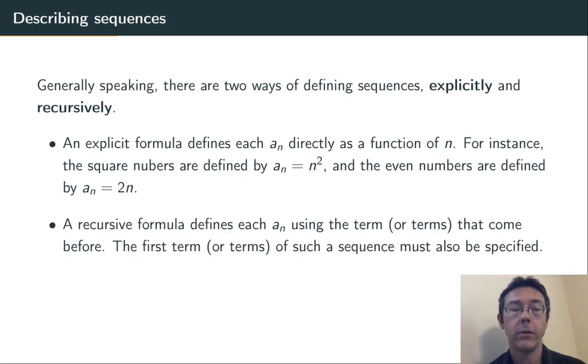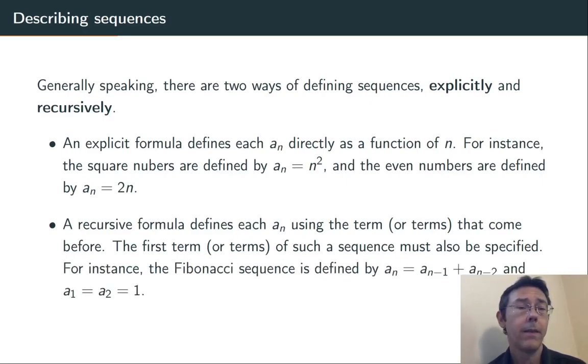In contrast, a recursive definition for a sequence tells you how to get each new element of the sequence from the ones that came immediately before. The Fibonacci numbers are the most famous example there. a sub n is the sum of the two that came before, a_(n-1) and a_(n-2). When you have a recursive definition, you also have to give a starting point. You have to say the first or first couple elements of the sequence in order for that definition to be complete.